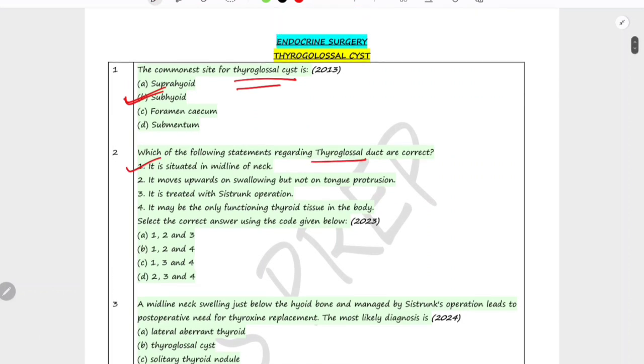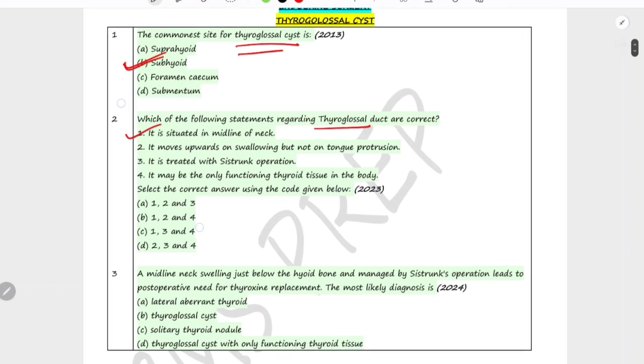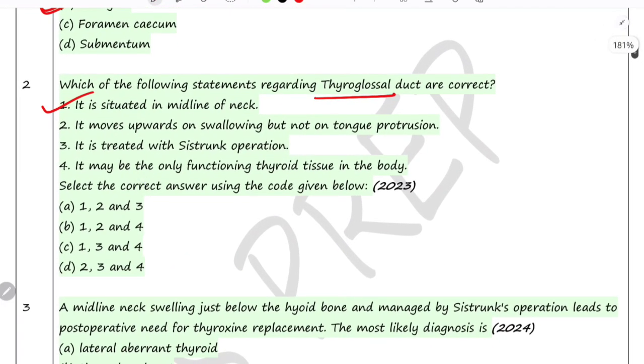It is situated in the midline of neck. Yes, it is correct. It moves upward on swelling but not on trunk protrusion. Yes, this is the correct option. A thyroglossal duct cyst will typically move upward during swallowing because of the movement of the hyoid bone, but it does not move with trunk protrusion, which helps to differentiate it from other swellings in the neck.